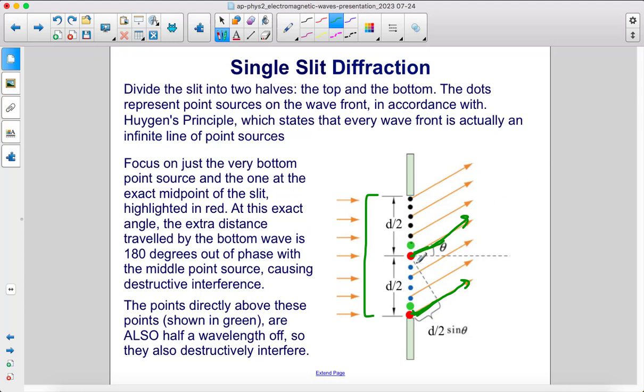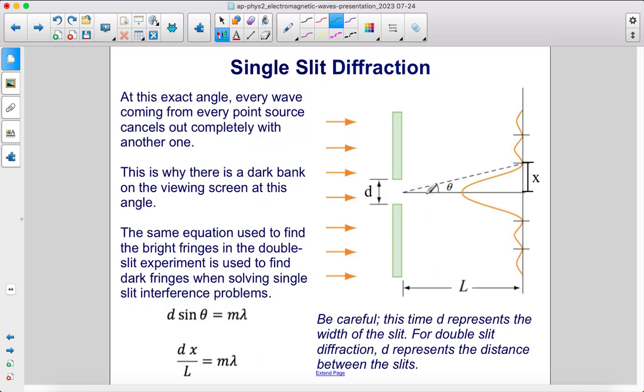The points in green, the one right above that and then this one right here, will also cancel out since the green ray has also traveled exactly that same extra distance. So every point source here is going to cancel out with the corresponding one above it. So at this very particular angle, every wave coming from every point source cancels out completely with another one. This is why there's a dark band at that exact location corresponding to this angle.